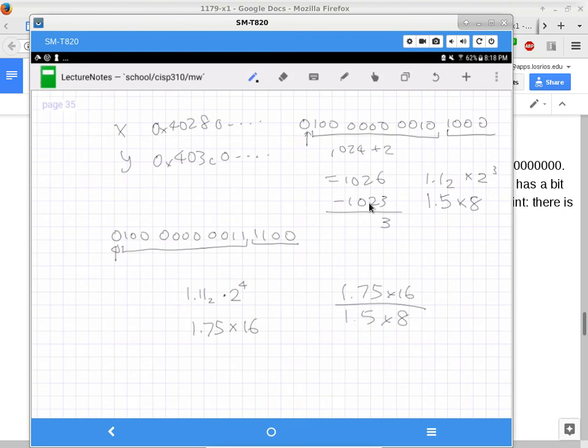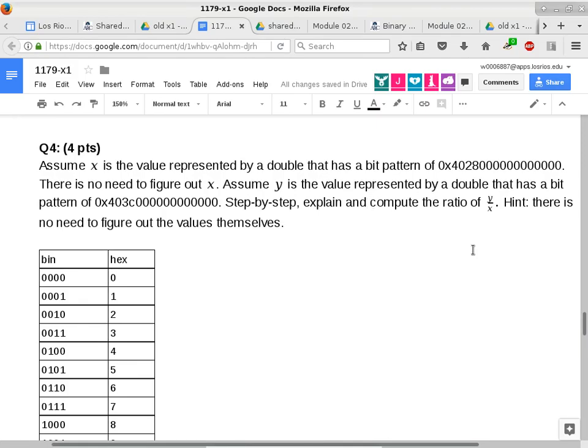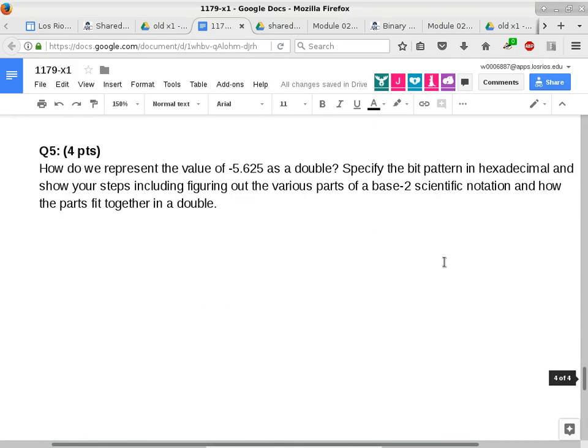Okay, so we have one more question, and we are almost running out of time. And this is the other way around. How do we represent negative 5.625 as a double precision floating point number? Specify the bit pattern in hexadecimal and show your steps, including figuring out the various parts of the base 2 scientific notation and how the parts fit together as a double. Okay, so let me copy the question on my tablet first, and then we'll start to work on it.